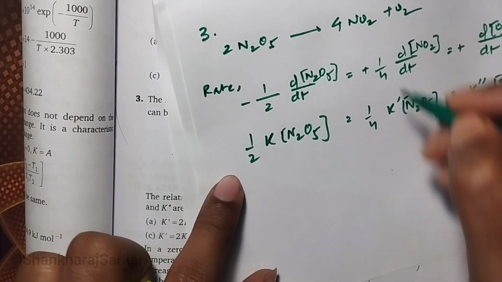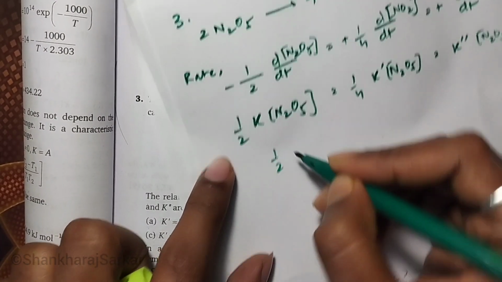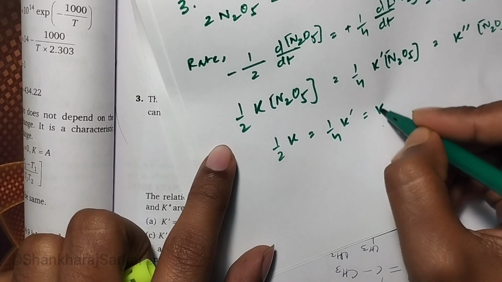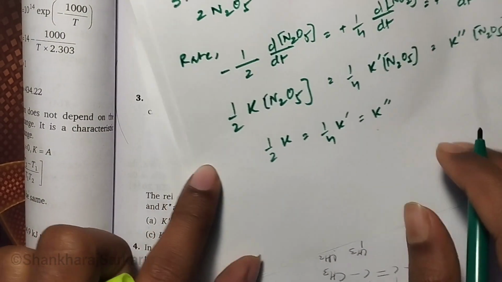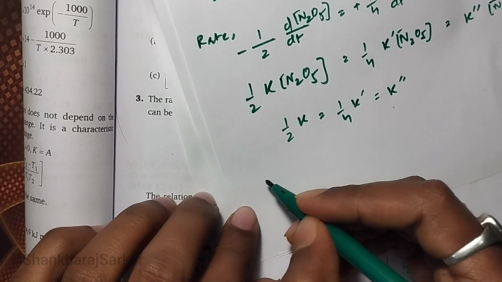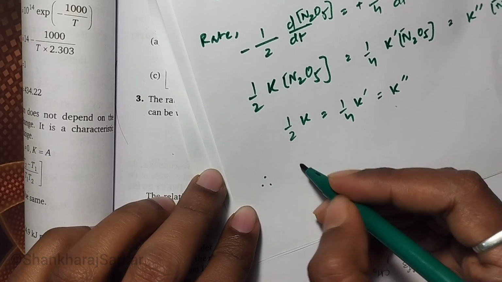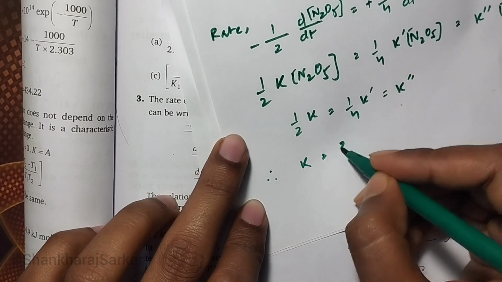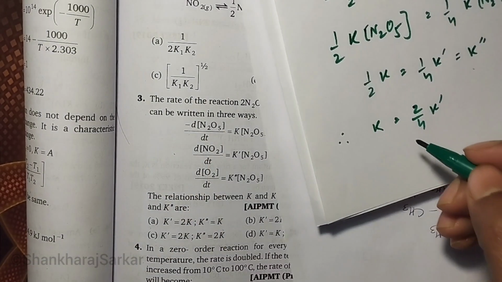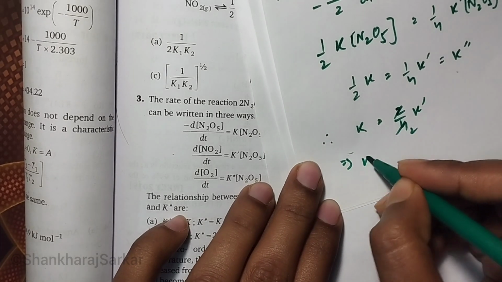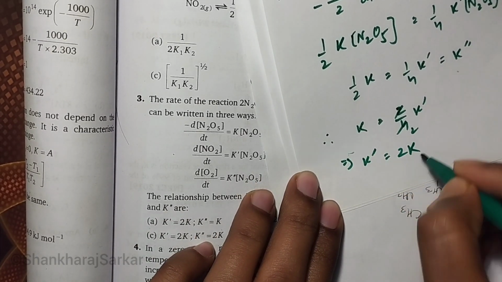Okay, now this N2O5 gets cancelled out, so you can write 1 by 2 k is equal to 1 by 4 k dash is equal to k double dash. Now we have to find the relation between k and k dash and k double dash. So between k and k dash we can write, therefore, k is equal to 2 by 4 k dash, or you can cancel it and write k dash is equal to 2k.